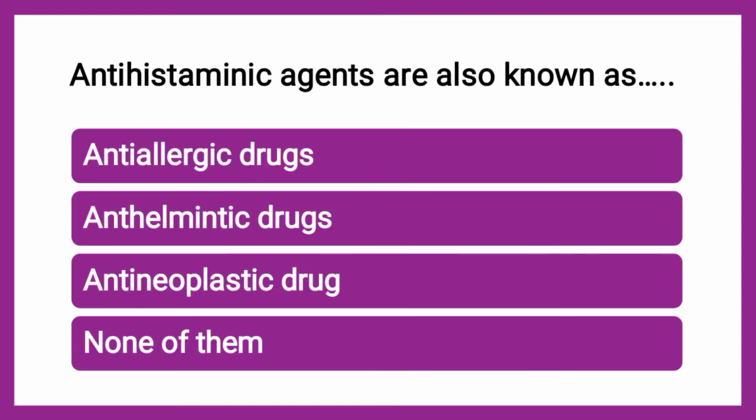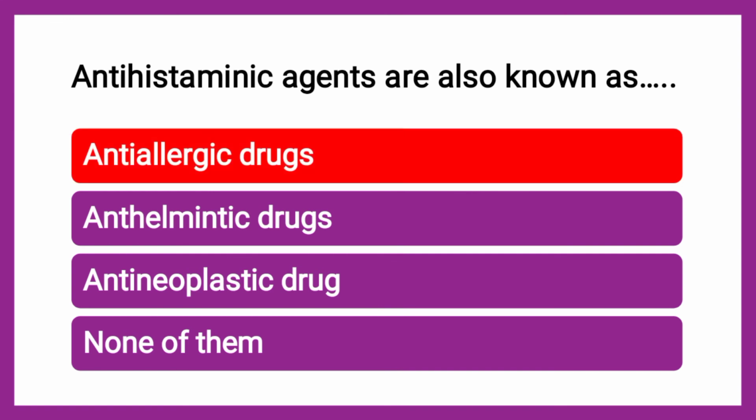Next question is, antihistaminic agents are also known as dash. Whether they are known as anti-allergic drugs, whether they are known as anthelmintic drugs, whether they are known as anti-neoplastic drugs or none of them. The correct answer is it is anti-allergic drugs. Antihistaminic agents are also known as anti-allergic drugs. Anti to allergy, antihistaminic. What does that mean?